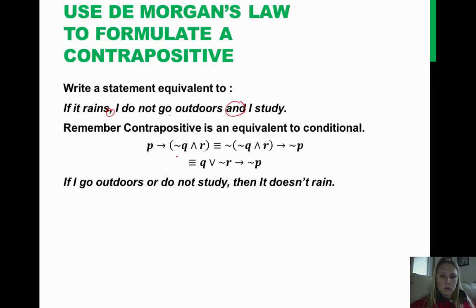So what we do is actually flip these two statements and negate them both. So notice that's what we have done here. We will have to use DeMorgan's law to do this part. So remember, when we have a negation on the outside, we're going to negate both the inside and flip the and statement to an or, which is what we did right here. So we have a Q, because it was negated to start with, or not R, then not P. So the outcome of this would be, if I go outdoors or do not study, comma, then it doesn't rain.